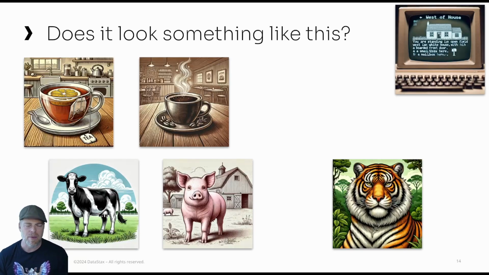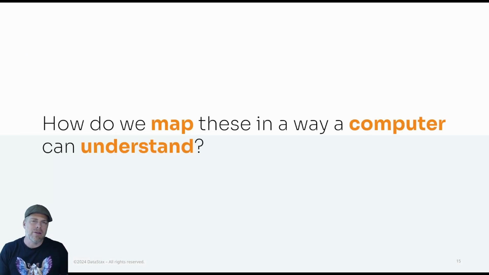And then finally, up in that top corner, you see the computer terminal there with my generative AI version of Zork. Zork never really had pictures that I remember, but anyway, which is completely unlike these other things. And yet, intuitively, we were able to immediately start mapping these types of properties together, right? So the real question is how do we get that kind of information? How do we map these in a way a computer can understand so we can use it?